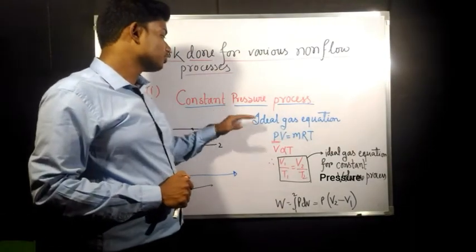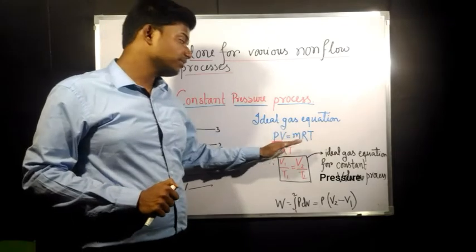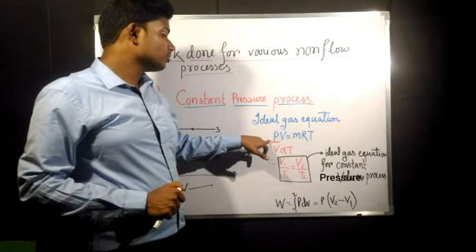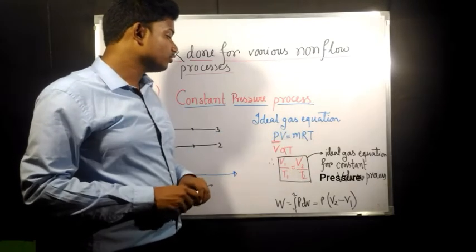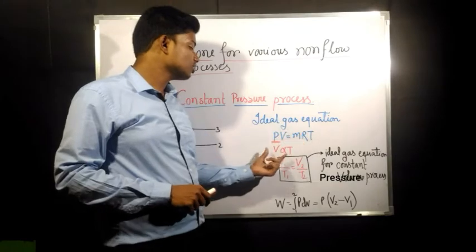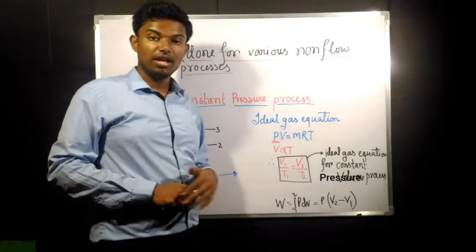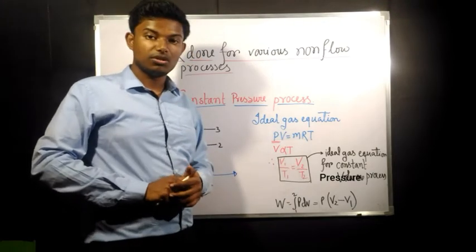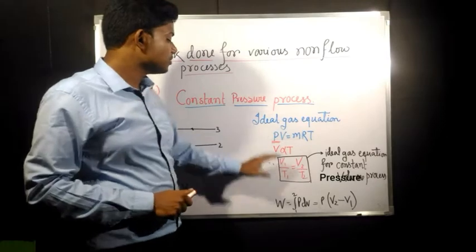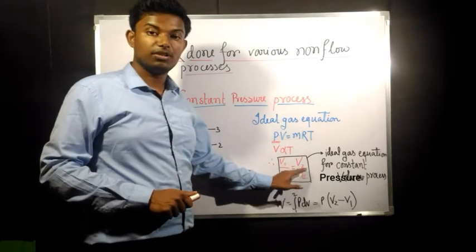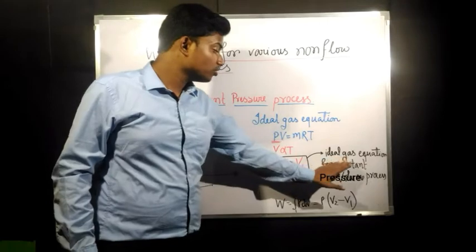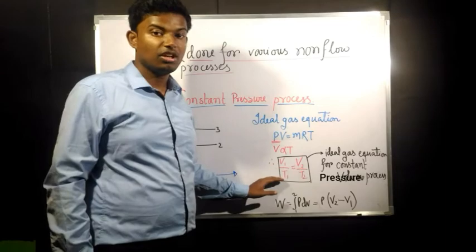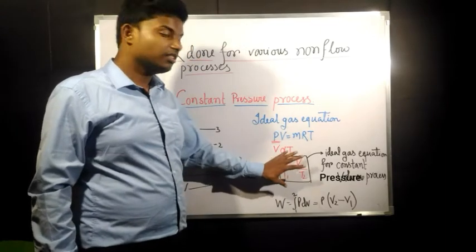For the constant pressure process, the ideal gas equation is again the same, PV equals MRT. Now P is constant, M and R are constant, and T is variable. From this equation we can say that volume is proportional to temperature, so we can write V1 by T1 equals V2 by T2. This is the ideal gas equation for a constant pressure process. Again, this is very important, and we need to remember it for solving other questions.